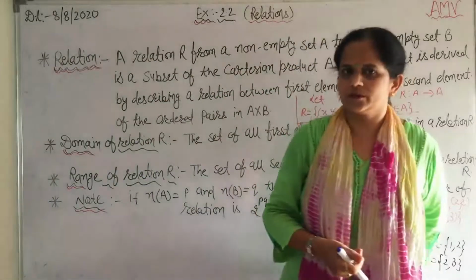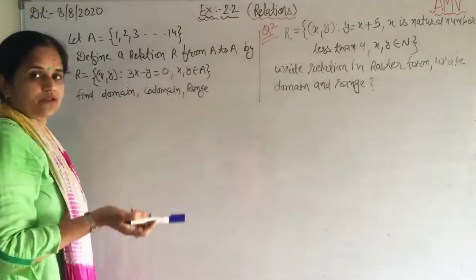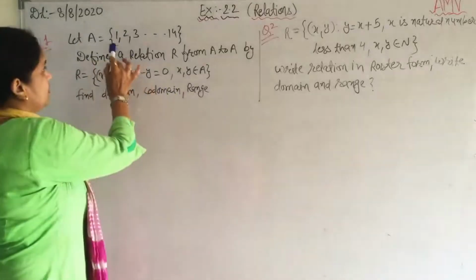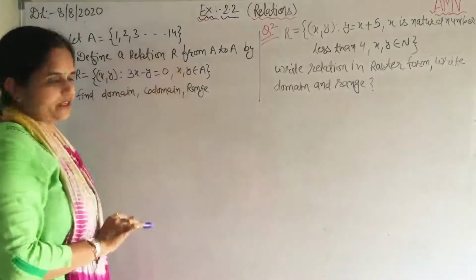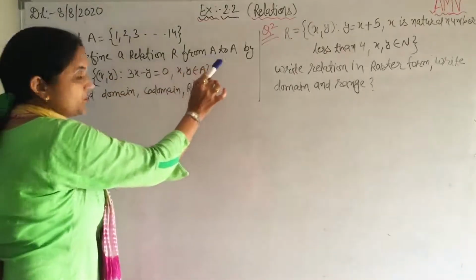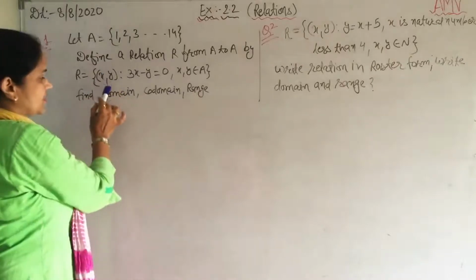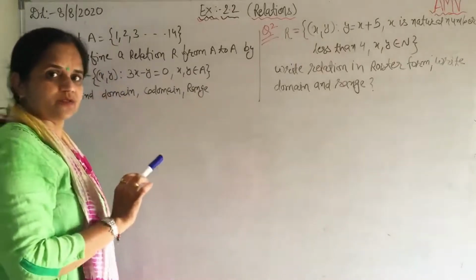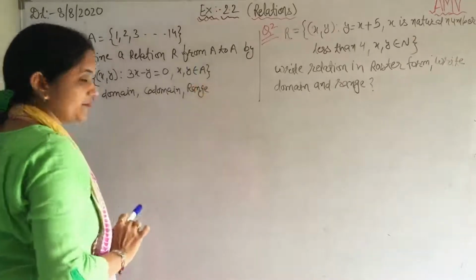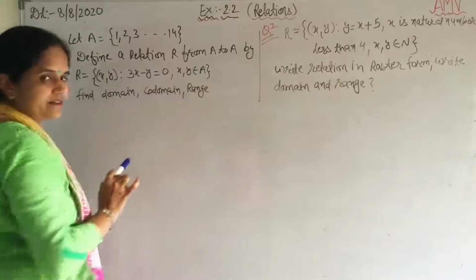Exercise 2.2, question number one. The question is: let A be the set {1, 2, 3, up to 14}. Define a relation R from A to A by R is equal to the set of (x, y) such that 3x minus y is equal to 0, where x, y belong to set A. And find the domain, codomain and range.